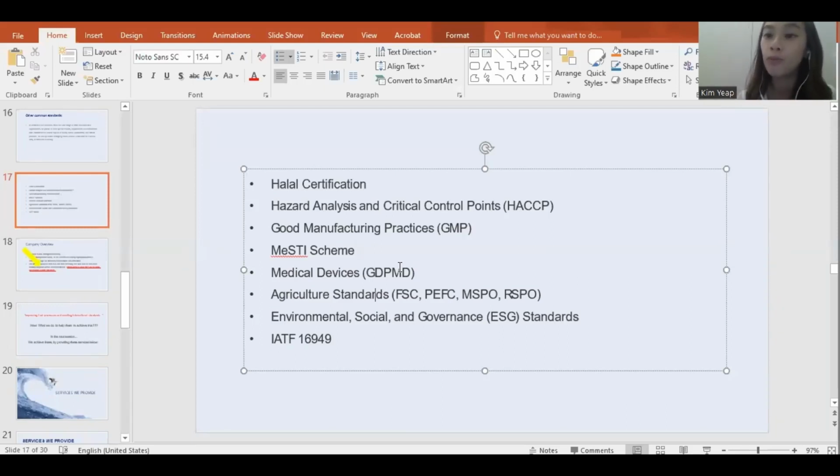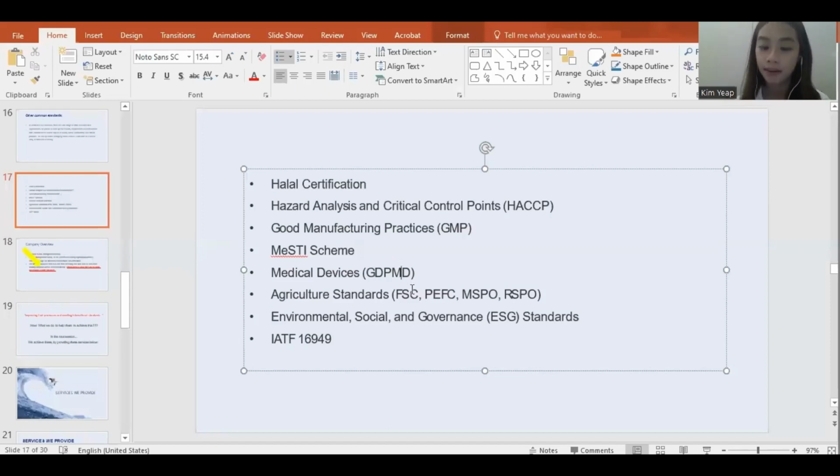So this is whom we call a distributor. So GDPMD is for the distributor. Now, moving on, we have heard about food, we have heard about laboratory, we have heard about medical device. So what about agriculture? In terms of agriculture, we also have standards as well.